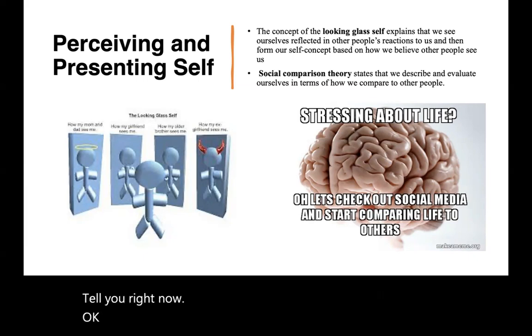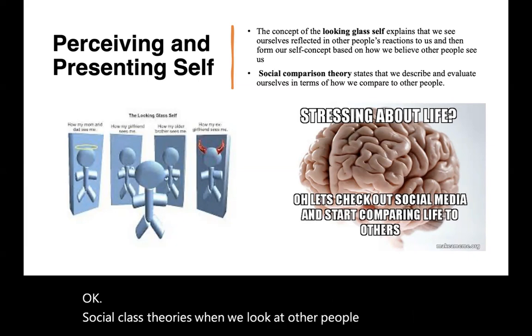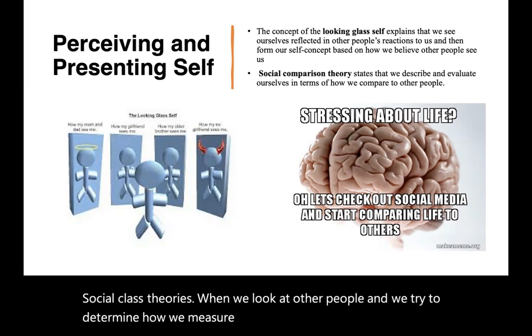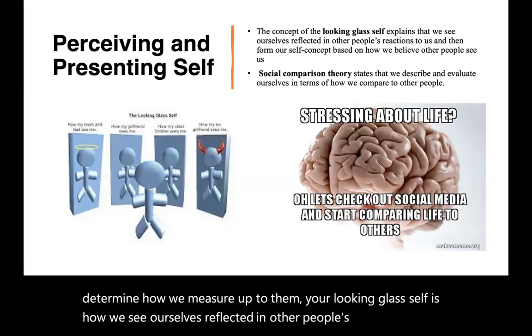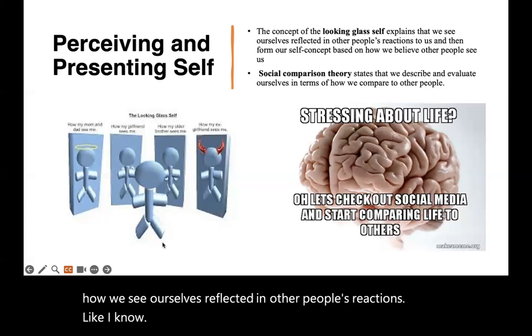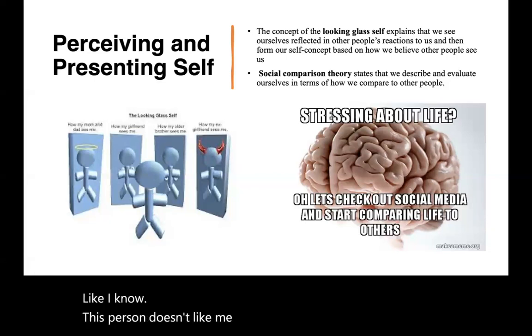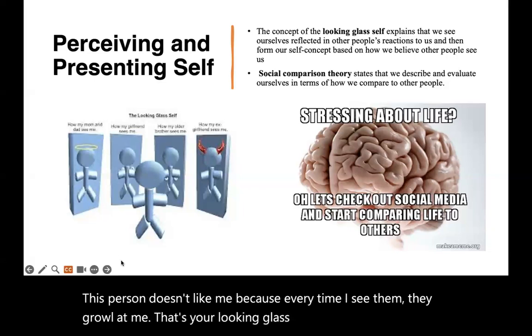Okay? Social comparison theory is when we look at other people and we try to determine how we measure up to them. Your looking glass self is how we see ourselves reflected in other people's reactions. Like, oh, I know this person doesn't like me because every time I see them, they growl at me. That's your looking glass self.